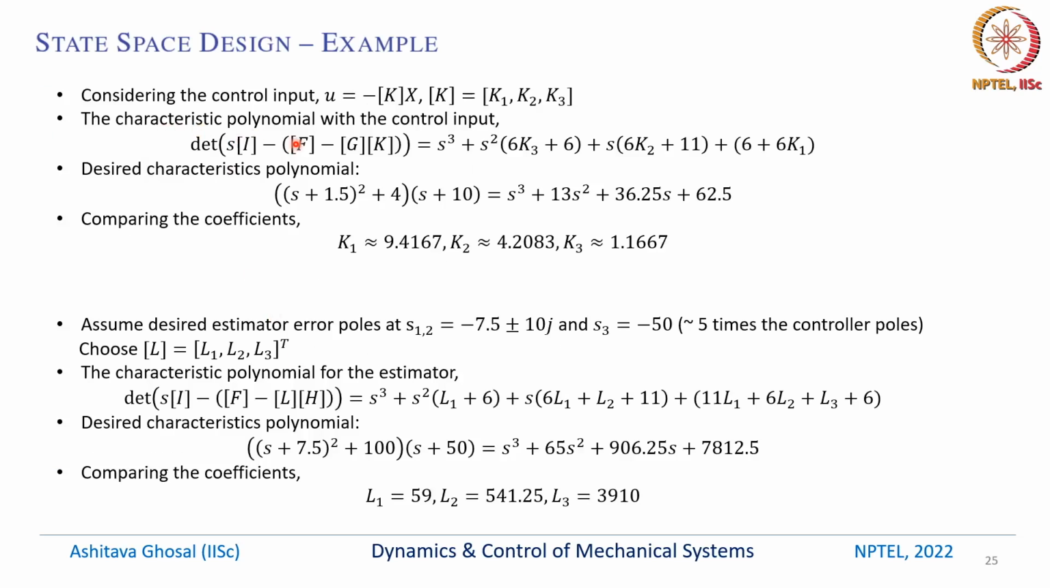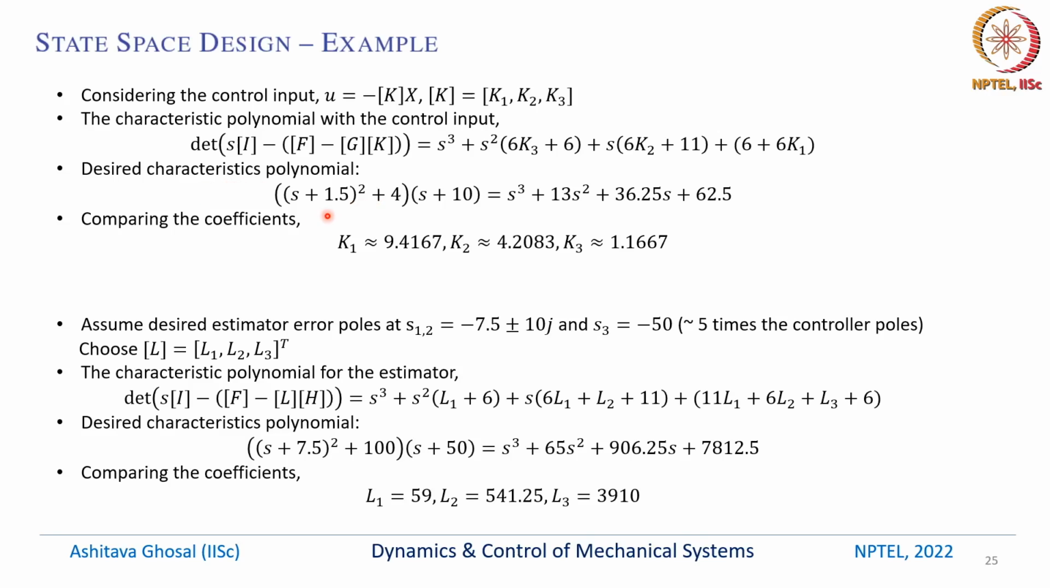So let's consider the control input u = -Kx, where K is [k1, k2, k3]. The characteristic polynomial with the control input is the determinant of sI - F - GK, and we will get a cubic polynomial: s³ + s²(6k3 + 6) + s(6k2 + 11) + 6 + 6k1.